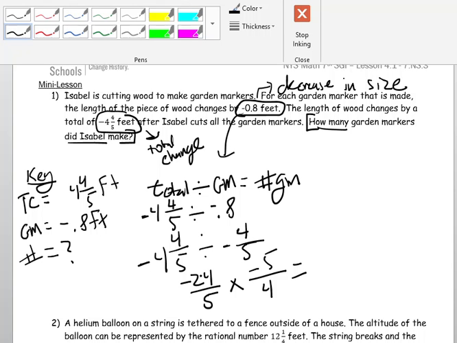Times negative, there. Okay, and that is going to give me positive 120. So I have 120, and then I do 5 times 4, which is 20. And so when I do 120 divided by 20, I'm going to get 6. She makes 6 garden markers.